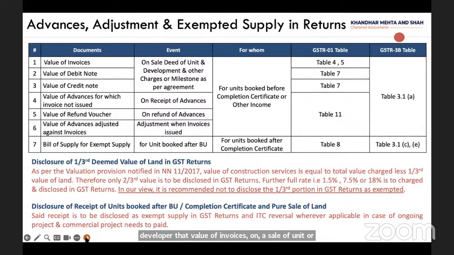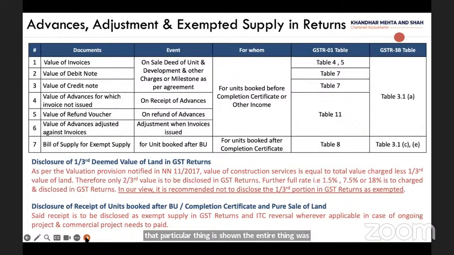That value of invoices on a sale deed of unit, or maybe during the milestone. If an invoice is raised, and following that invoice, if any debit note or credit note is raised, then that disclosure is done in table number 4.5 of GSTR1. And if the invoices are not raised, but only receipt vouchers are raised throughout the construction period, then the entire thing is shown in table number 11 of GSTR1.